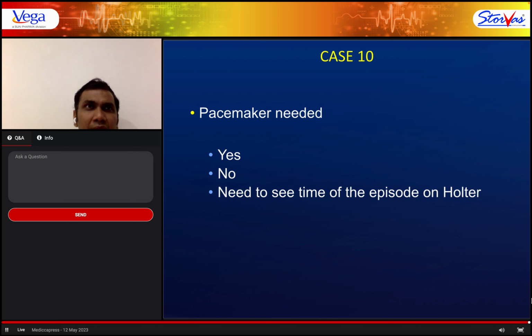If it's a daytime sinus pause, this patient may need a pacemaker given that she's had an episode of syncope, and it's likely that the sinus pause in the daytime has contributed to her episodes of syncope. However, a nocturnal pause should be treated with a little bit more care, as the cause of syncope could be any other reason also. In this patient, would you definitively need a pacemaker? Perhaps not, but we need to see the time of the episode on the Holter.